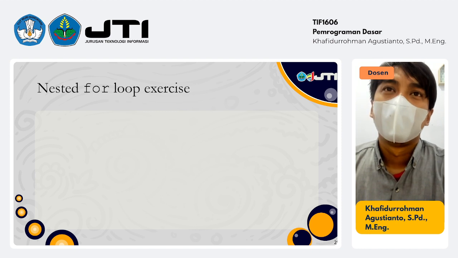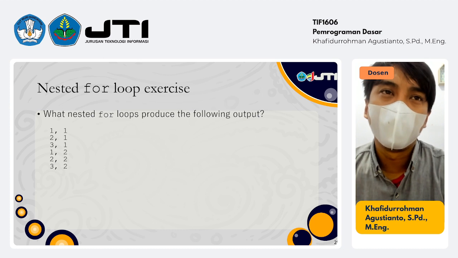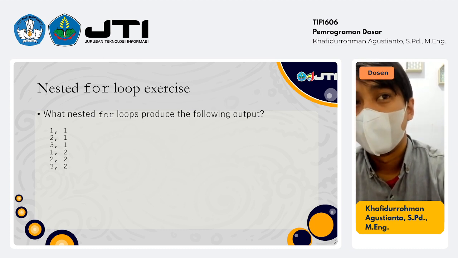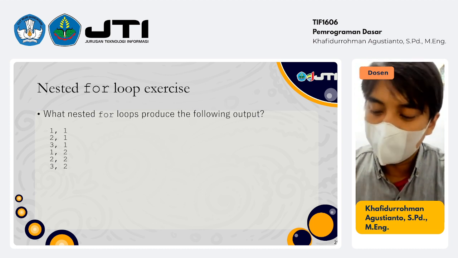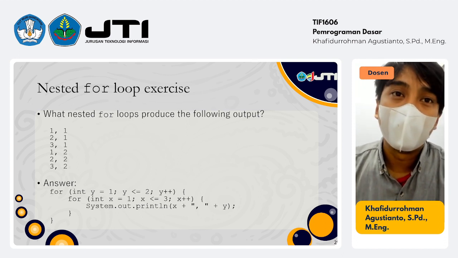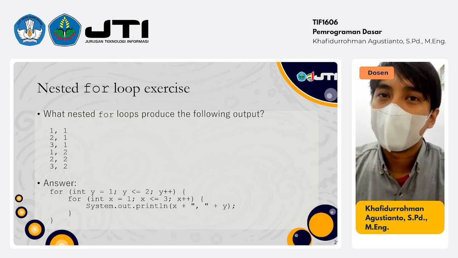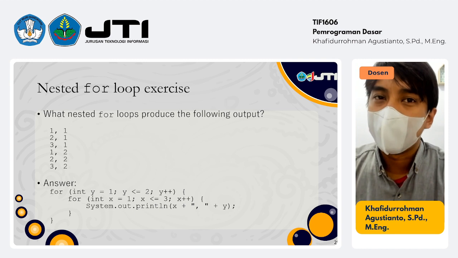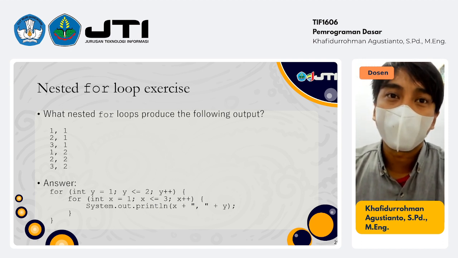Okay. What nested for loops produce the following output? 1, 1, 2, 1, etc. The answer: for integer y equal to 1, y lowers or equal to y plus plus; for integer x equal to 1, x lowers or equal to x plus plus; System out println x plus comma space plus y.